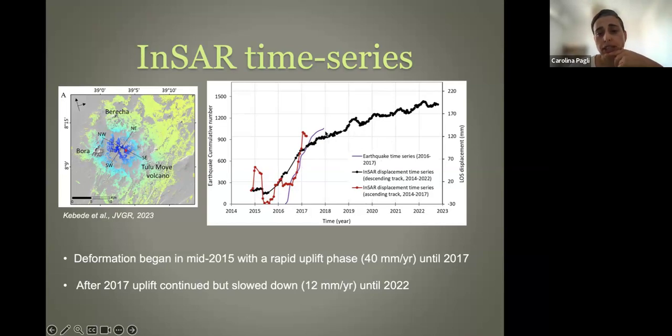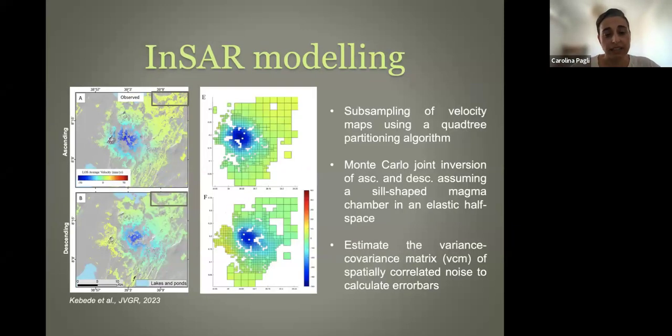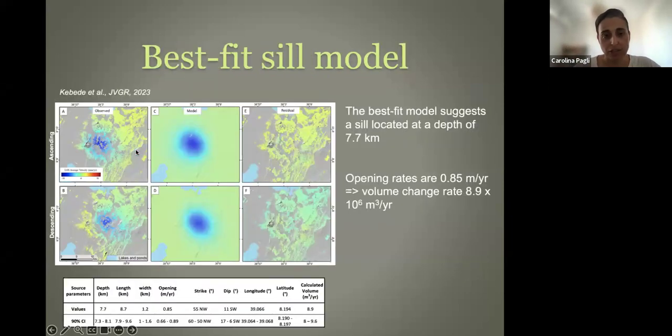We also compared to the earthquakes, and we see that the cumulative number of earthquakes sort of resembles the deformation. So we think there's fairly good agreement with the rapid uplift at the beginning and then sort of plateauing. So we inverted that again, because we want to know where the source of deformation is. And we inverted that assuming a sill-shaped magma chamber.